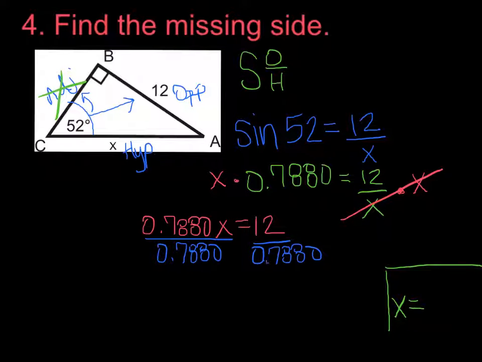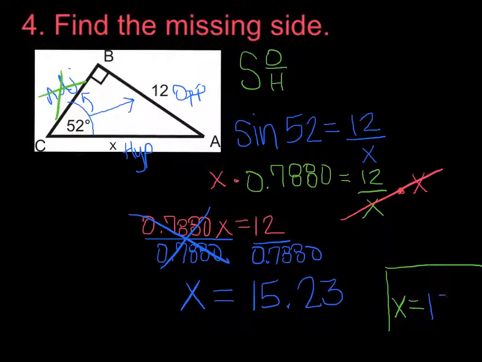Okay, so it just requires a little bit more work, but we're able to get x by itself. So I'm going to divide 12 by 0.7880, and I get that x equals 15.23 when I round to the nearest hundredth. Okay, so when x ends up in the denominator in your equation, it just requires a little bit more work, because you had to get your x to the other side, and then you had to get rid of the number attached to x by dividing both sides. Okay?